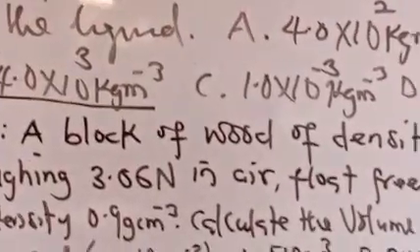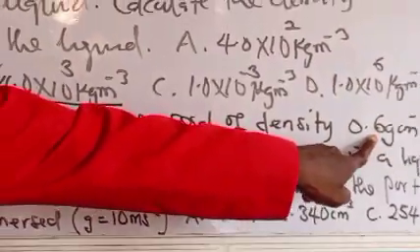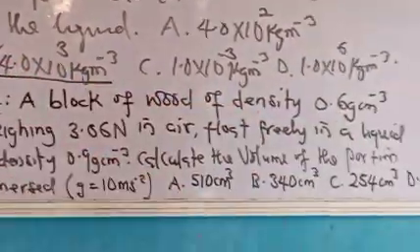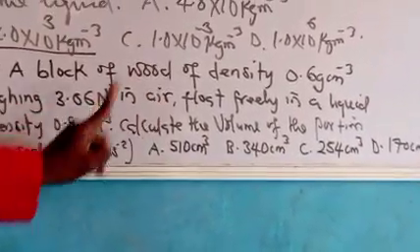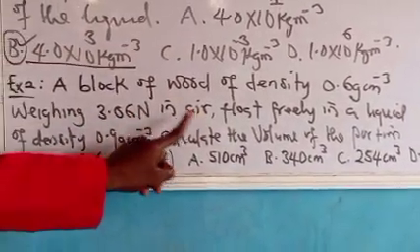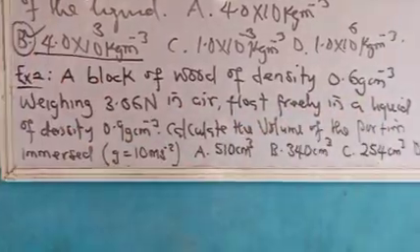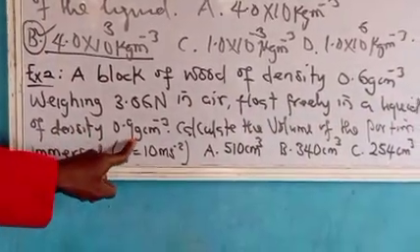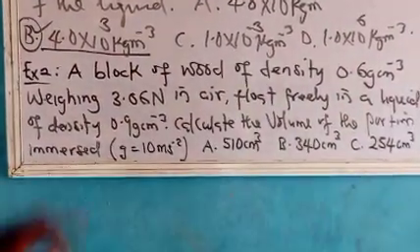Now, in this case, we have example 2. A block of wood of density this. This is the density of the block. Weighing this in air, which is the true weight of the block in air, floats freely in a liquid of density this. Calculate the volume of the portion in air.